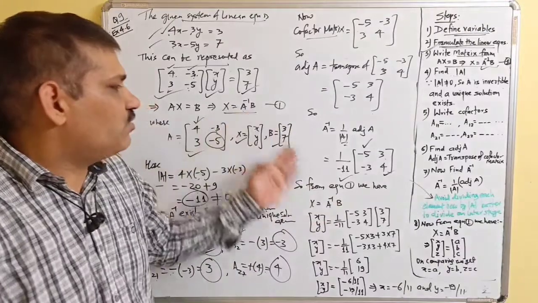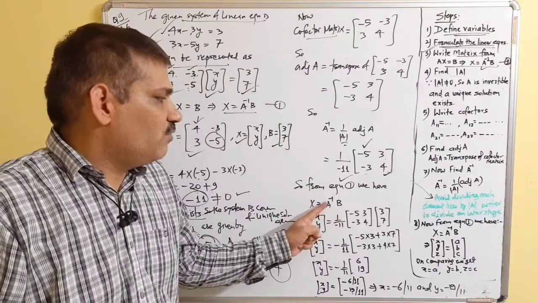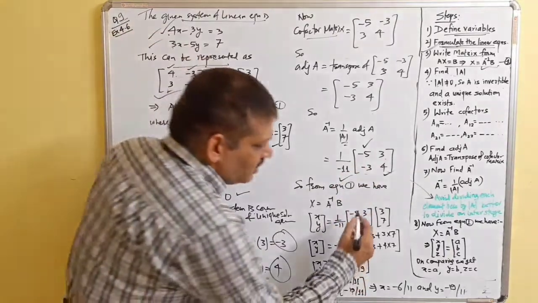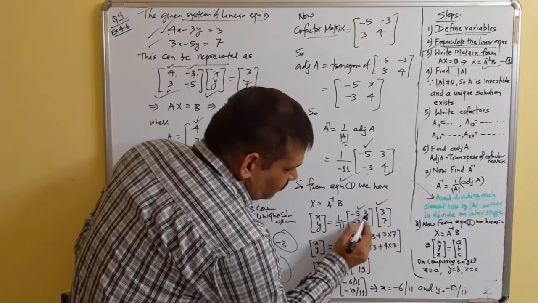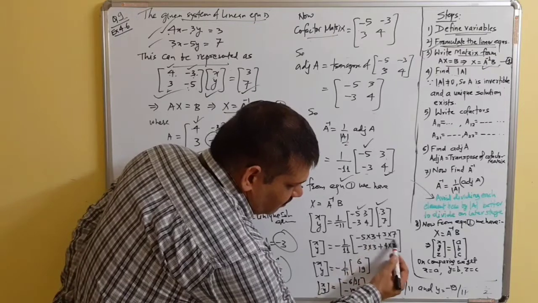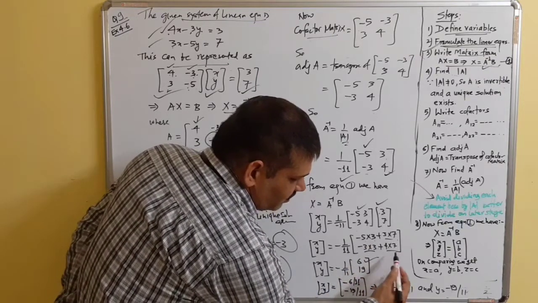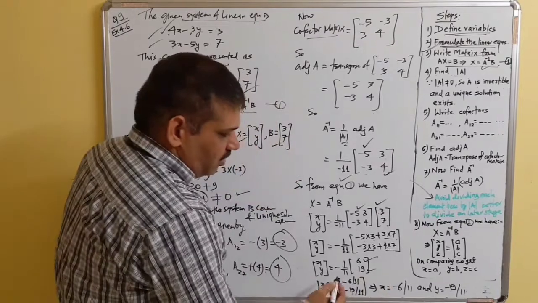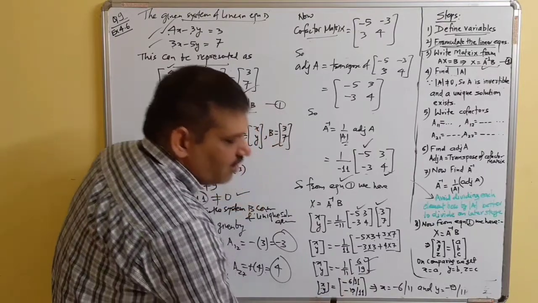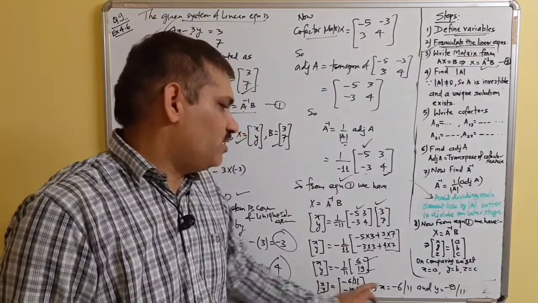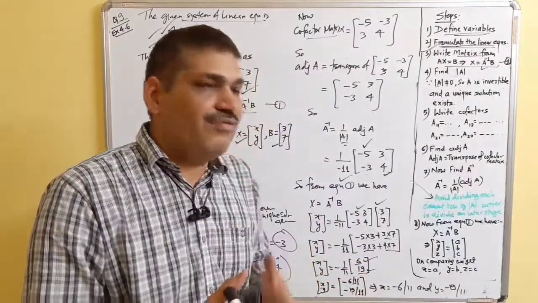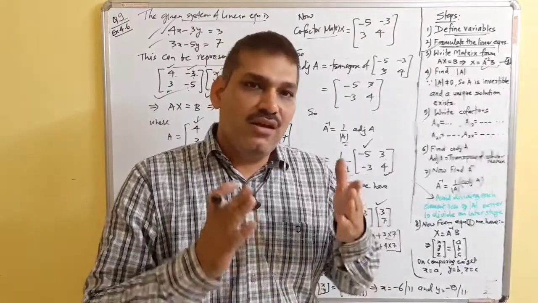Now from equation 1, X is equal to A inverse B, we put the value of X, that is x, y. We put the value of A inverse, 1 upon minus 11 times this, and B is this. So now we multiply this with this. This gives minus 5 into 3 plus 3 into 7, and minus 3 into 3 plus 4 into 7, that gives us minus 15 plus 21, that is plus 6, and minus 9 plus 28 is 19. Now we divide all the terms by minus 11. So it gives us minus 6 by 11 and minus 19 by 11. Finally, on comparing, we get x is equal to minus 6 by 11 and y is equal to minus 19 by 11. So this is how we find the solution of a system of linear equations.